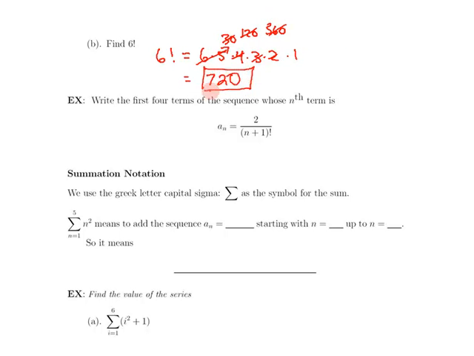So that is 6 factorial. Notice how factorials cause numbers to get large very quickly. So if you were asked to find like 8 factorial, 10 factorial, or even 30 factorial, those numbers are going to be very large and usually outside the range of our calculator.